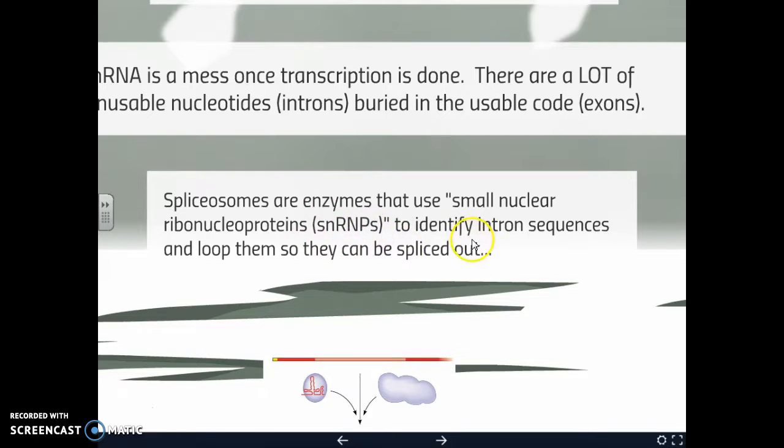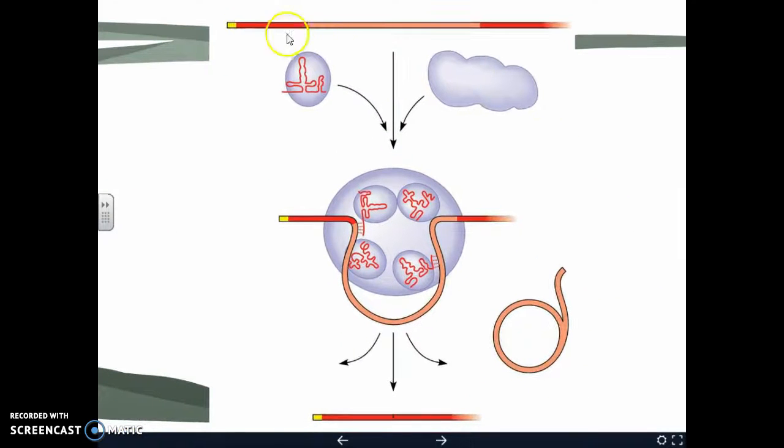They use SNRPs to identify intron sequences and loop them. So here's a diagram from the book. This darker red area up here is going to be our intron. This is our intron, and here's an exon. This would be a sequence of nucleic acids on the mRNA that isn't actually going to be used. So these little SNRPs hop on board and grab onto this at various locations and basically fold it against itself.